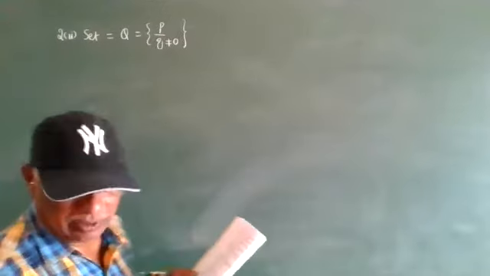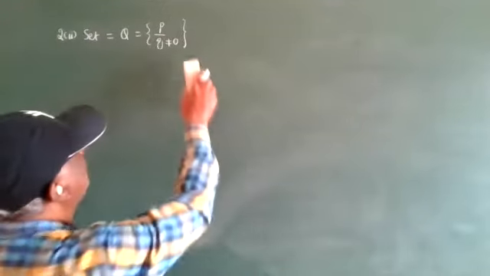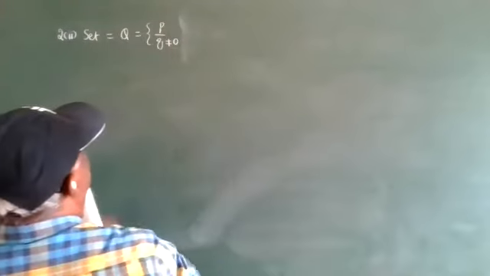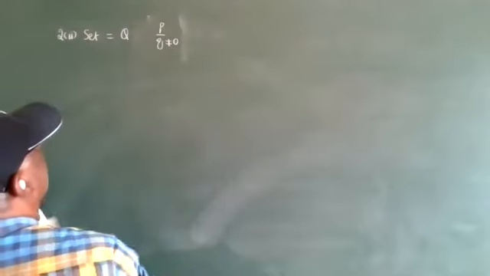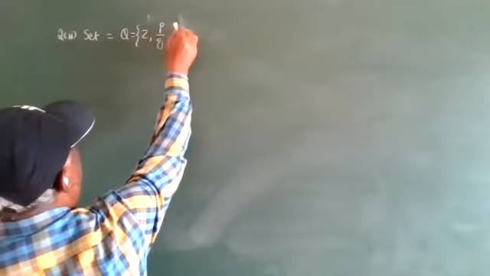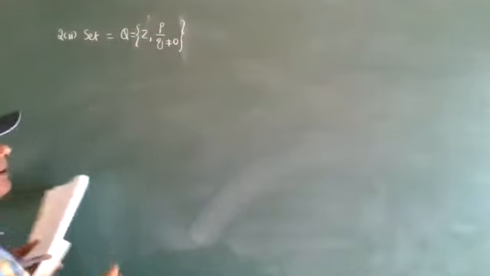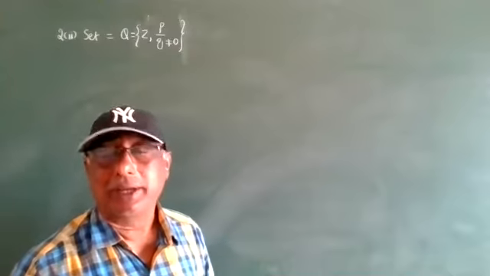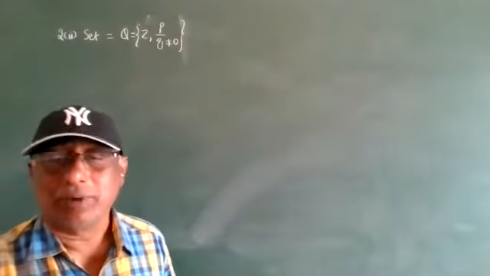All integers are also rational numbers, and P by Q form elements are also rational numbers. All integers and P by Q form elements are called rational numbers. Okay? Right. Next one.